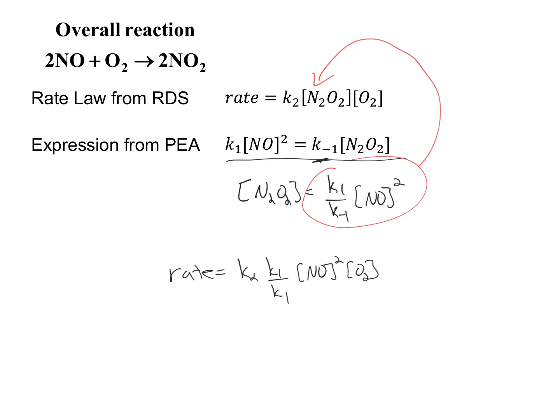And now my rate law only includes things that appear in the overall reaction. It doesn't include any intermediates anymore. And so now we are happy with this rate law. And so this would be the rate law for the overall reaction.